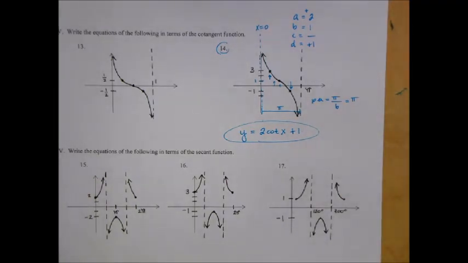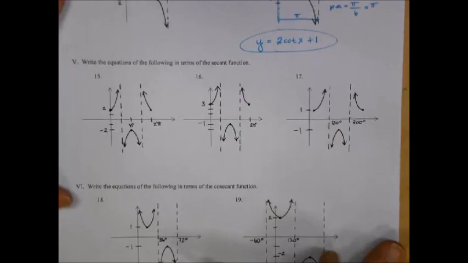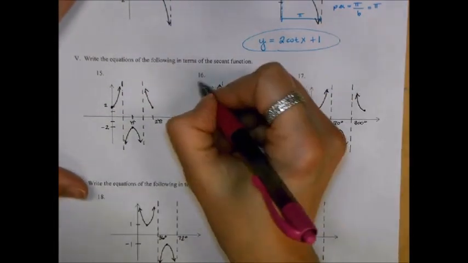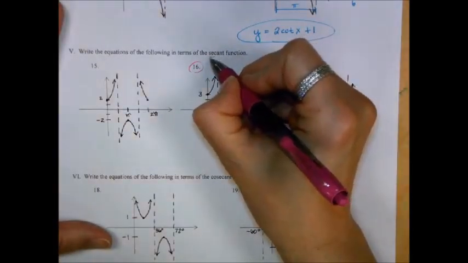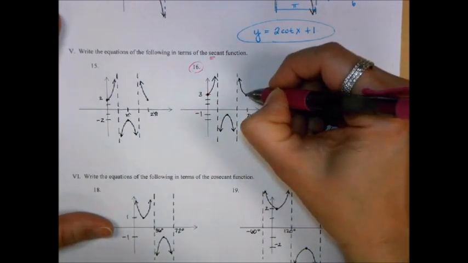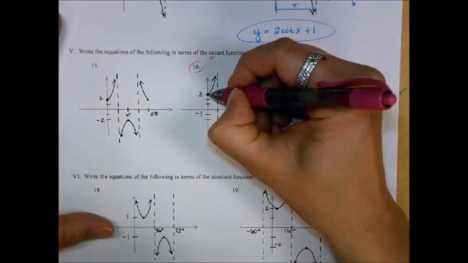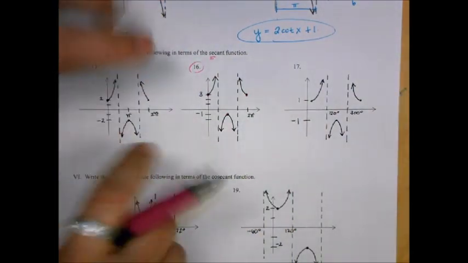Let's take a look at the next section, which is secant, and we're going to take a look at number 16. So inside a secant graph, you're just going to look for cosines. So the maximum here, the minimum here. You can imagine in the middle. So let's take the middle here. So 3 and -1, in the middle would be +1. So that's going to be my equilibrium.